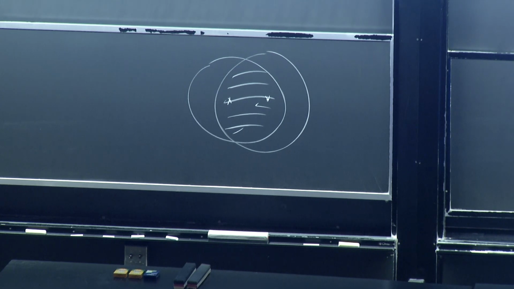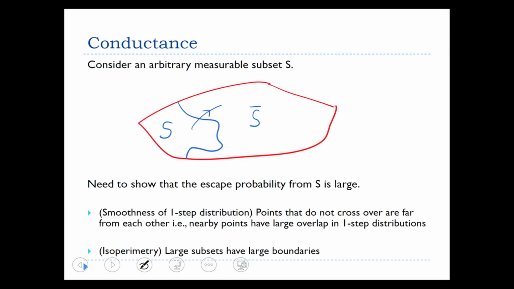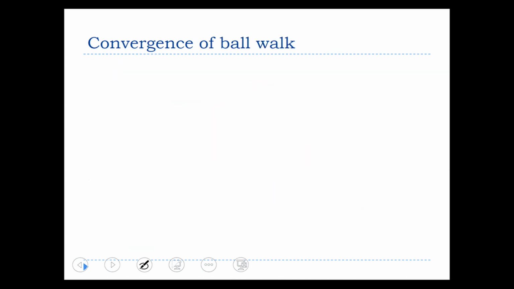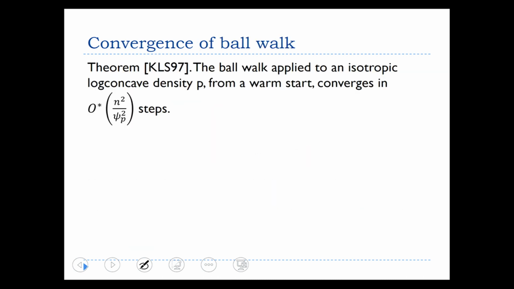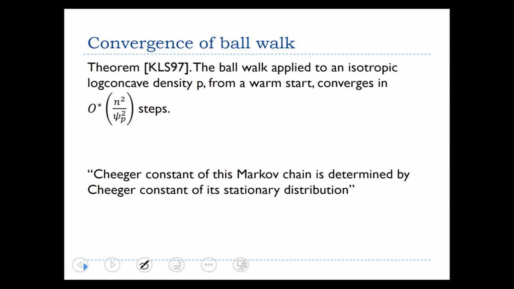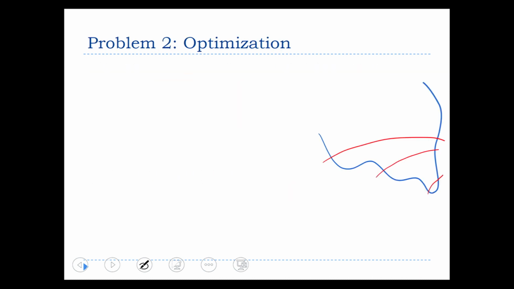The second one is just isoperimetry, that large subsets have large boundaries. This is exactly the Cheeger constant of the stationary distribution. Putting these together, we get this theorem that I mentioned earlier, that the mixing time of the ball walk from a warm start is n squared over Cheeger constant squared. And you only need to understand the Cheeger constant of the stationary distribution.